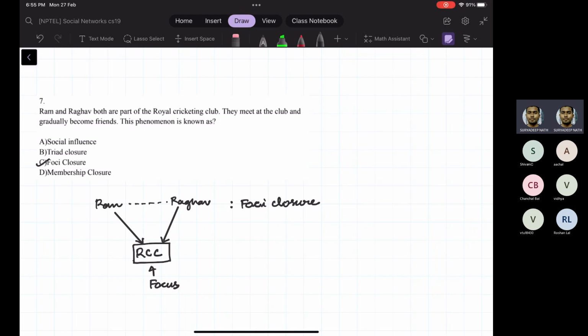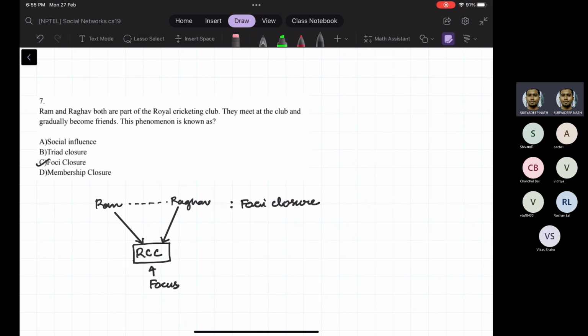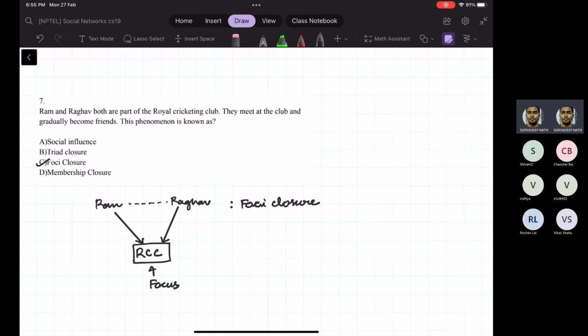What's happening is that initially Ram and Raghav were not friends, but both went to this Royal Cricketing Club, RCC, and then they developed friendship among them. This dotted line denotes that they are becoming friends. So this is a case of foci closure. This RCC is their common focus. They met at a common focus and then developed friendship. So option C is the correct answer.